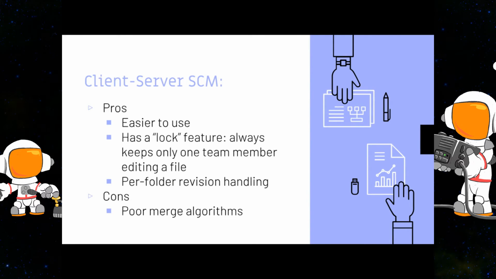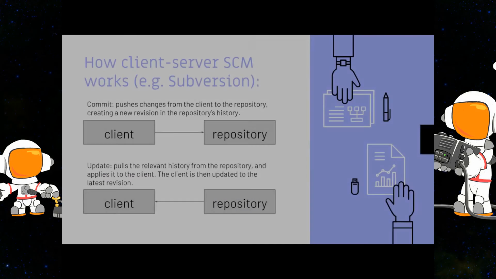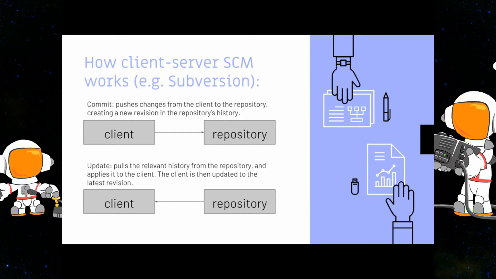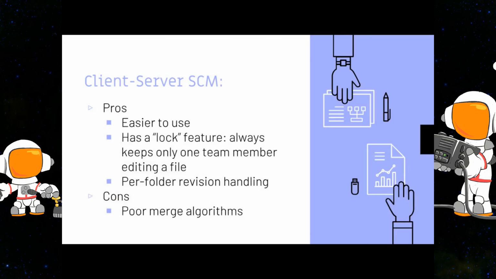Client-server SCM, this being the SVN version, where it's just two commands, commit and update. Mind you, there are a lot more commands in Subversion, but those are easily the most common operations you're going to do with Subversion. So anyways, with the client-server setup, the pros are that it is a lot easier to use.